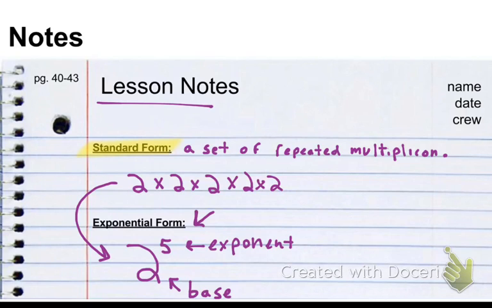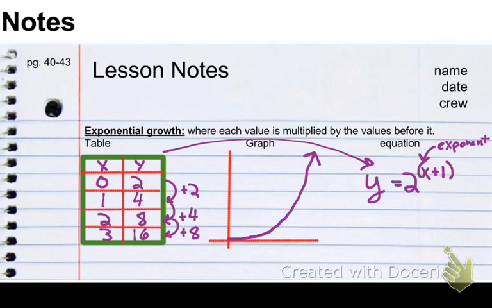Exponential form is something where we take a number, a base number, and we indicate with the exponent how many times we are multiplying it by itself. Now this gets a little trickier when we talk about exponential growth. Now, exponential growth works like this.